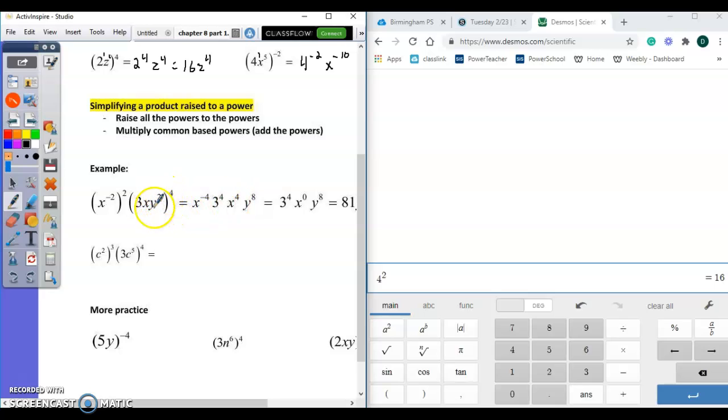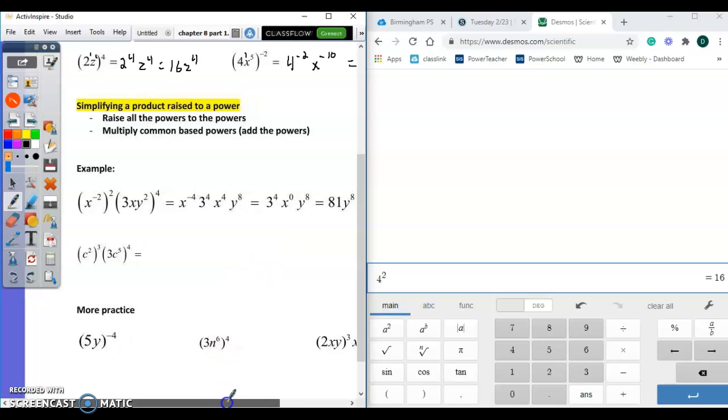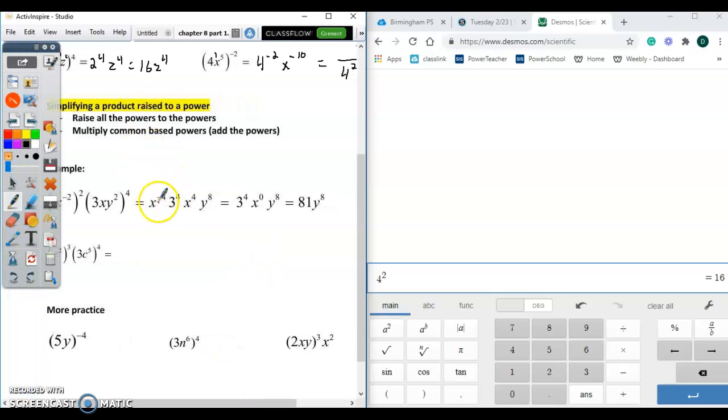4 times the 2 with the y, that's how I get y to the 8th. All right, so then what we do on the next step is we can add our same bases, right? 3 to the 4th is the only whole number, so I put that out front. Negative 4 plus 4 gives us 0. Anything to the 0 power is 1. So ultimately that goes away because anything times 1 is still itself. And then y to the 8th power just remains y to the 8th power.